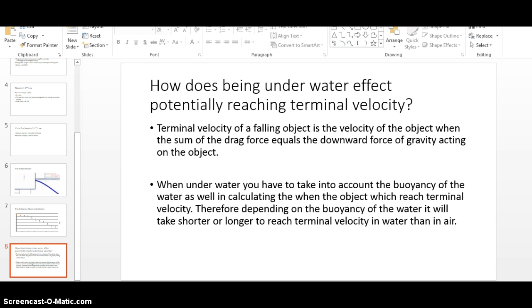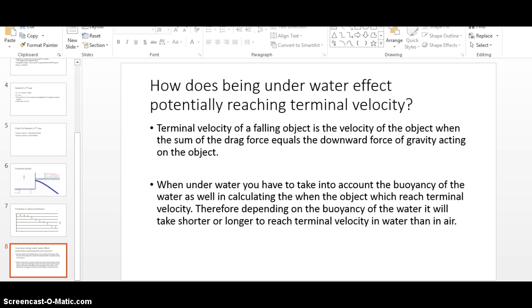So a question that I came up with that I felt would be very important towards this would be, how does being underwater affect potentially reaching terminal velocity? Well, for starters, terminal velocity of a falling object is the velocity of the object, in this case being SpongeBob, when the drag force equals the downward force of gravity acting on the object.